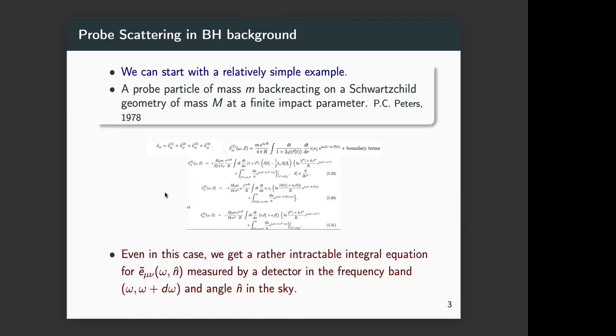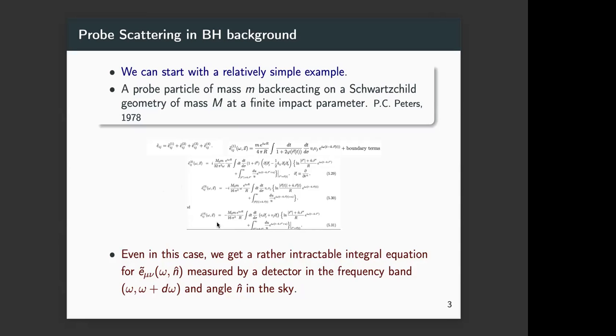Just to illustrate how complicated the situation is, we can start with a very simple example, which was worked out by Peters long back in 78, where he looked at a small particle of mass m which scatters at some impact parameter in the background of a Schwarzschild black hole. There's a back reaction, and the particle emits radiation. And Peters, rather remarkably, gave us an analytic integral formula to compute this emitted radiation.